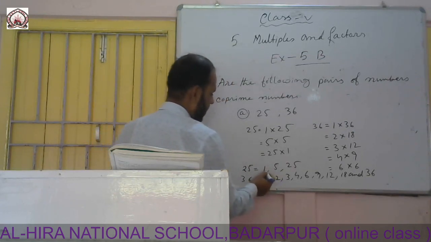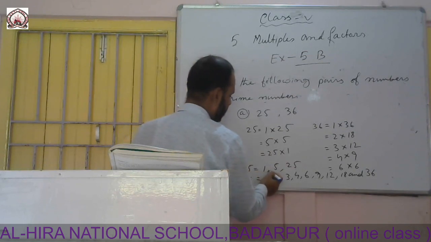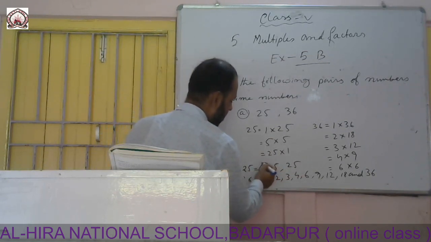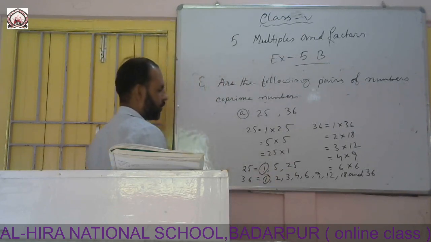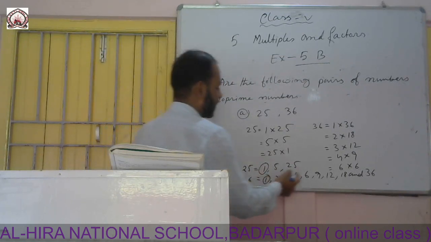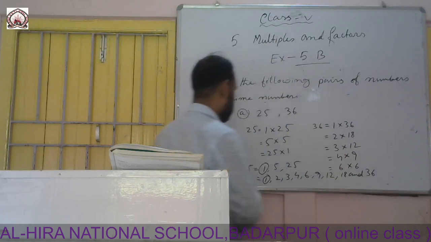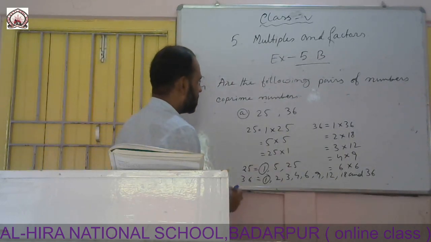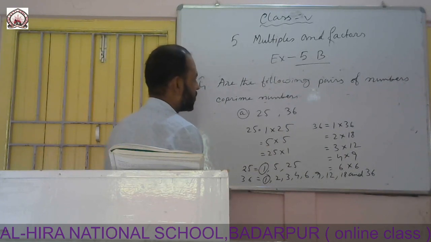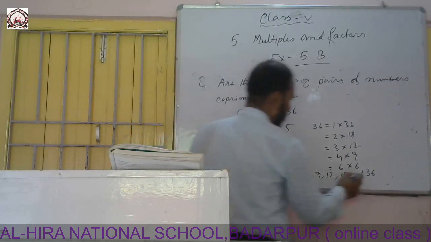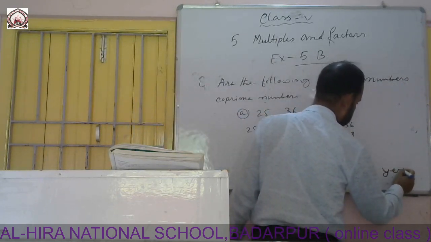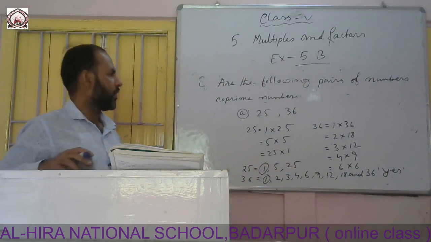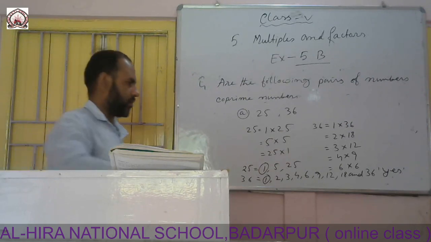The factors of 25 are only three factors: 1, 5 and 25. Here 1 is there and 1 is also there; except 1, no factors are common. So we can say yes, the pair of numbers are co-prime numbers.